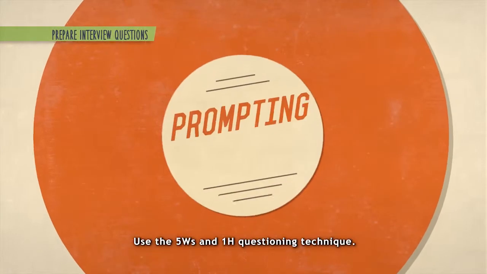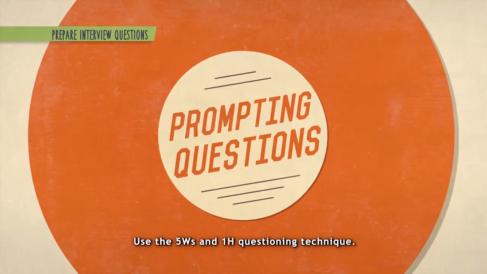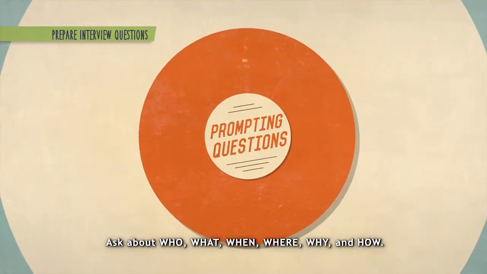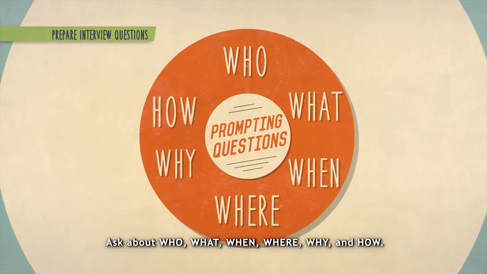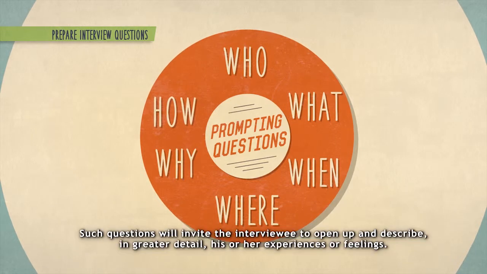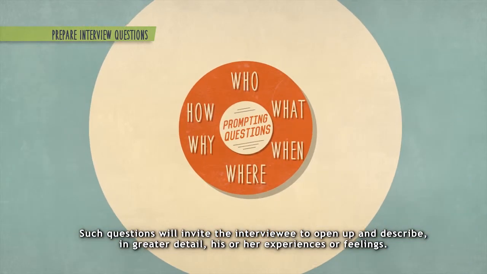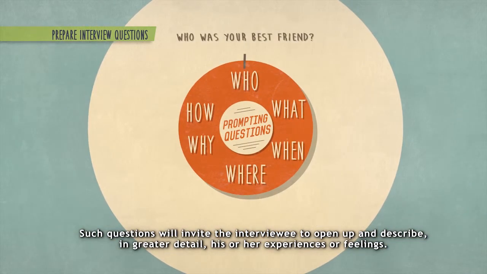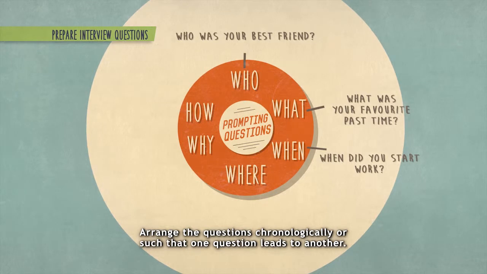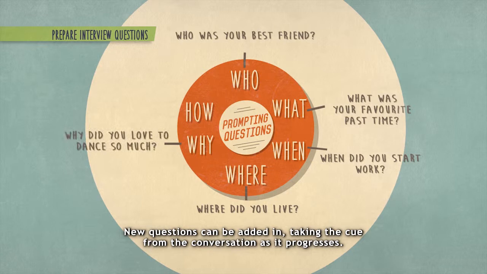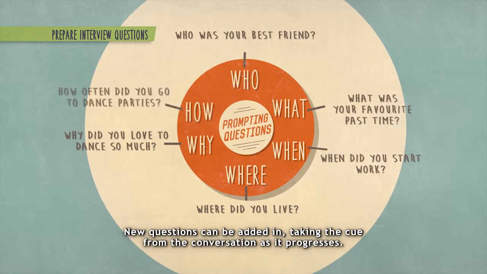Use the 5 W's and 1 H questioning technique. Ask about who, what, when, where, why, and how. Such questions will invite the interviewee to open up and describe, in greater detail, his or her experiences or feelings. Arrange the questions chronologically, or such that one question leads to another. New questions can be added in, taking the cue from the conversation as it progresses.